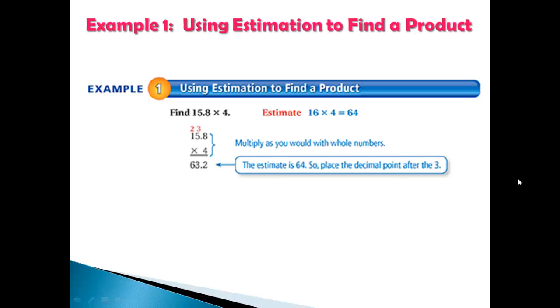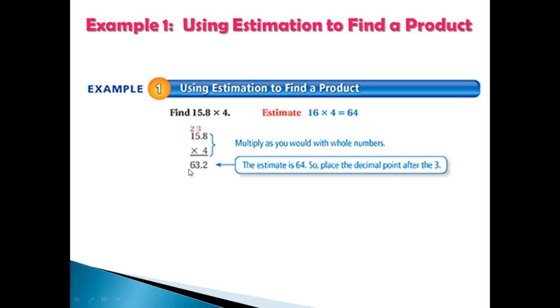We want to multiply this as we would with whole numbers. So 4 times 8 is 32. We write our 2 and we carry our 3. 4 times 5 is 20, plus 3 is 23, so we write our 3 and then carry our 2. And 4 times 1 is 4, plus 2 is 6.